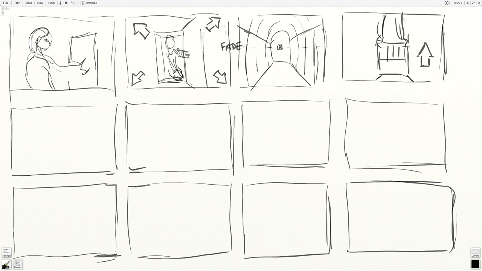Next shot is a close up of her grabbing a bag or something. So all it's really going to be is her hand coming out and grabbing this bag. You kind of see the knee in the background. That's about it.